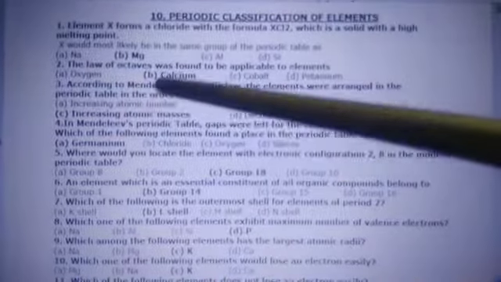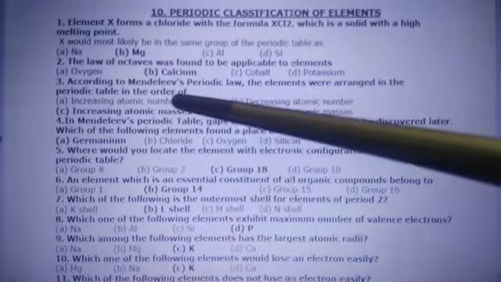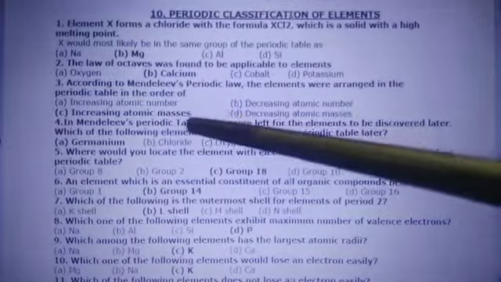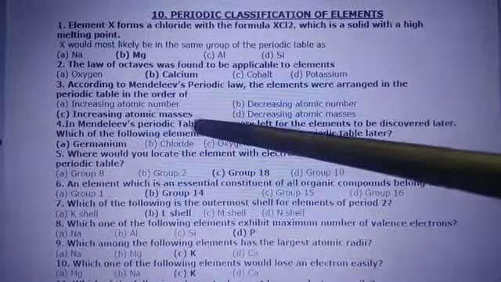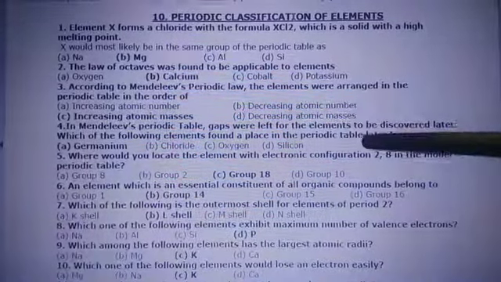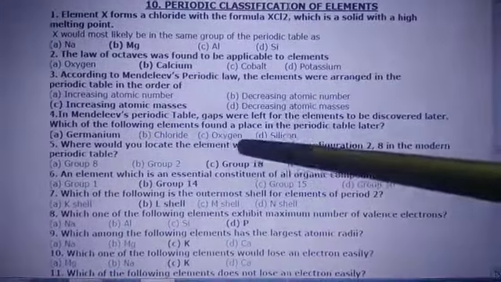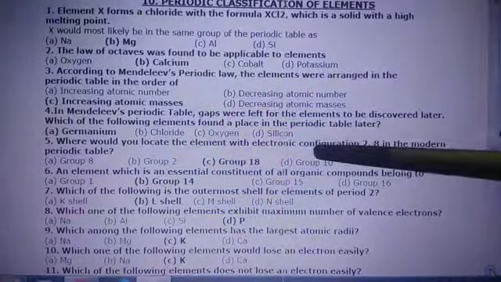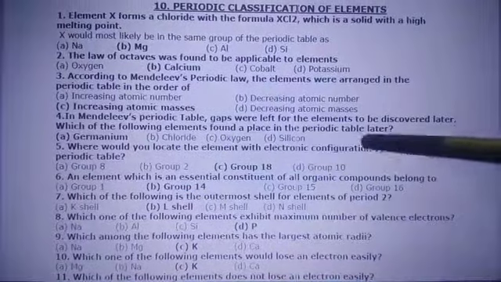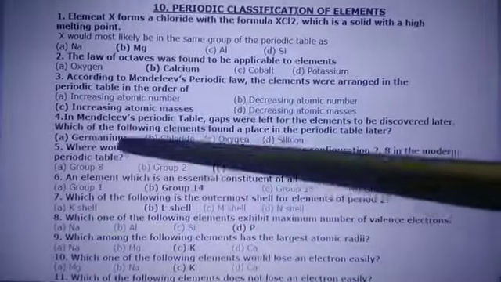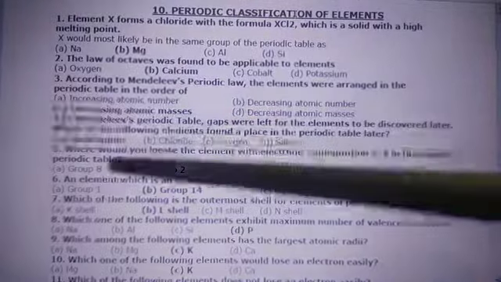Third question, according to Mendeleev's periodic law, the elements were arranged in the periodic table in the order of A. Increasing atomic number, B. Decreasing atomic number, C. Increasing atomic masses, D. Decreasing atomic masses. The answer is C. Increasing atomic masses. Fourth, in Mendeleev's periodic table, gaps were left for the elements to be discovered later. Which of the following elements found a place in the periodic table later? A. Germanium, B. Chloride, C. Oxygen, D. Silicon. The answer is A.